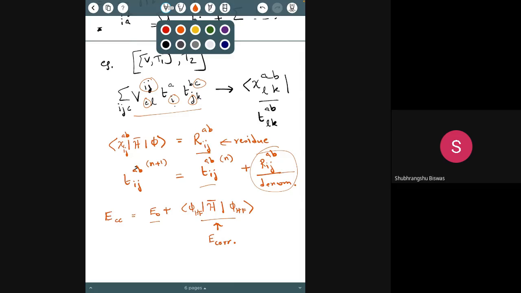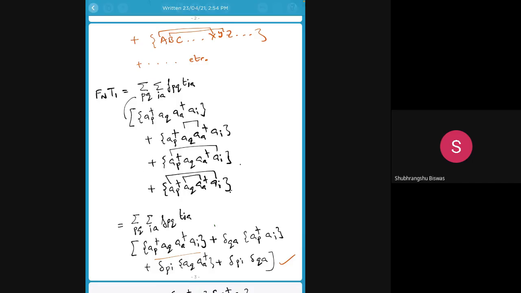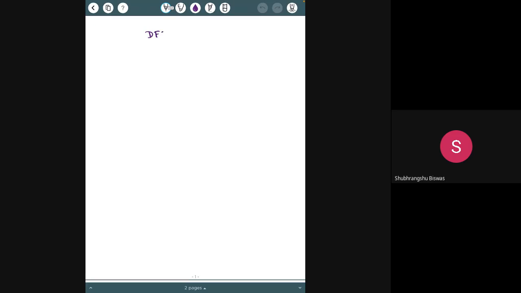Now I just wanted to talk a little bit about DFT. So, by the way, this is not part of your exam, so maybe I'll just start a new note. This is just DFT Basics.